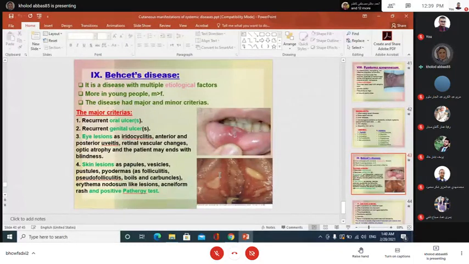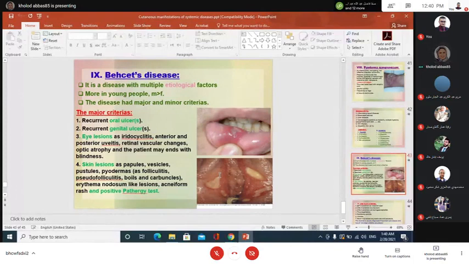Behçet disease is a disease with multiple etiological factors, seen more commonly in males than females. When you say Behçet disease, think of recurrent oral or genital ulcers. The major criteria are recurrent oral and genital ulcer, with eye problem and skin problem.